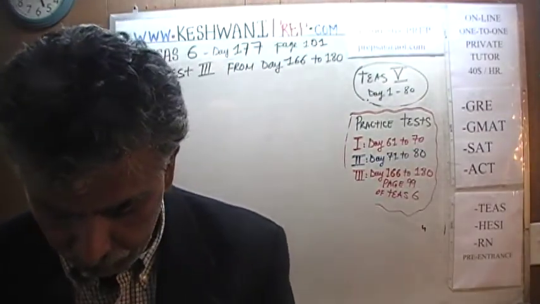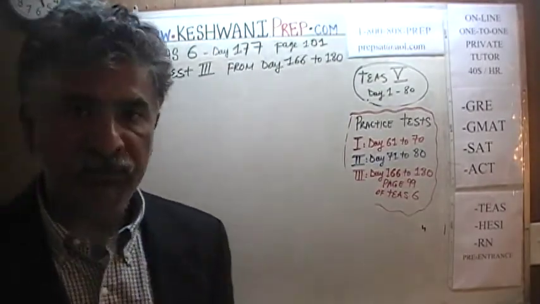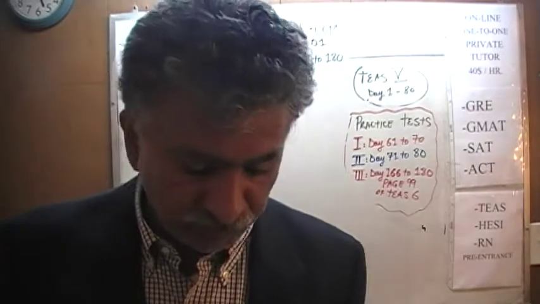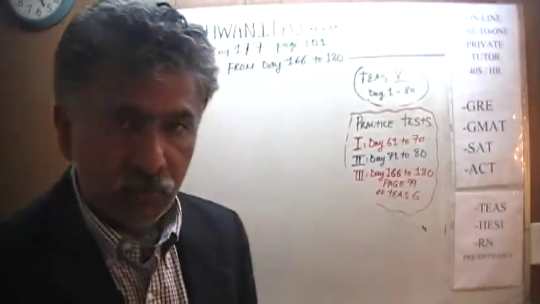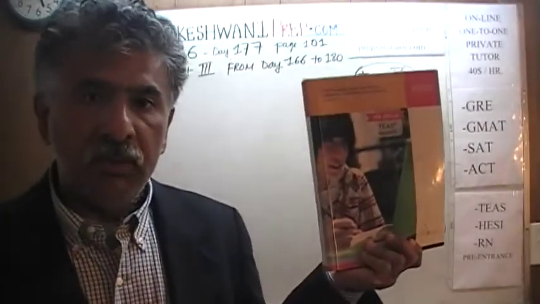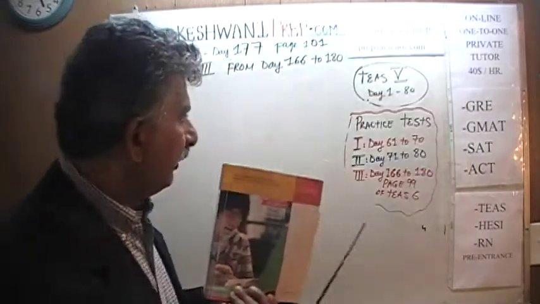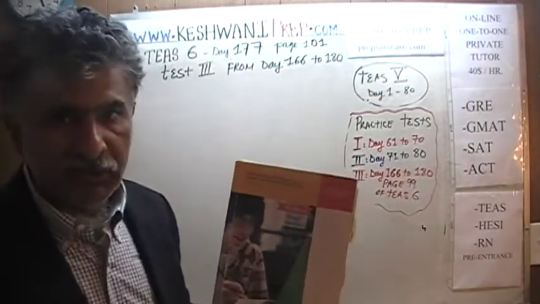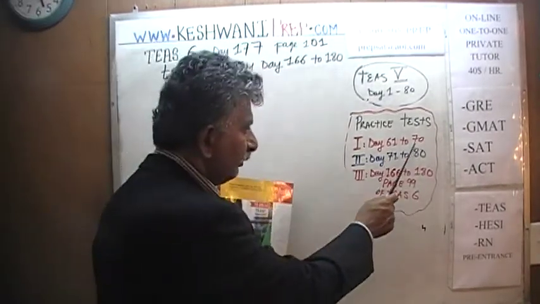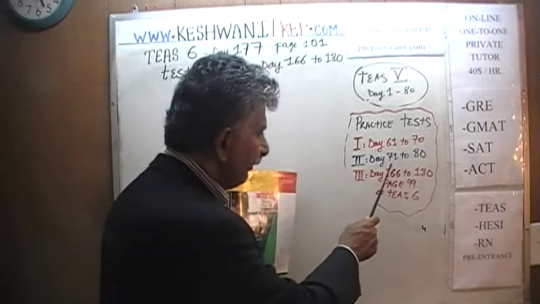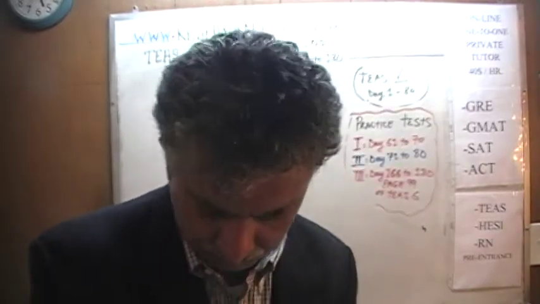Today is our lesson number 177. And we are on page number 101. We are in the process of solving problems that you see there in the quiz, which we are referring to as test number 3. The test number 1 and 2 appeared in the previous edition, the 5th edition, and you will find the solutions to all the problems that appeared in the 5th edition from day number 1 through 80, particularly test 1 and test 2. Exam 1 was done on day number 61 through 70, and exam 2 was covered from day number 71 through 80, if you are interested in getting some extra practice.